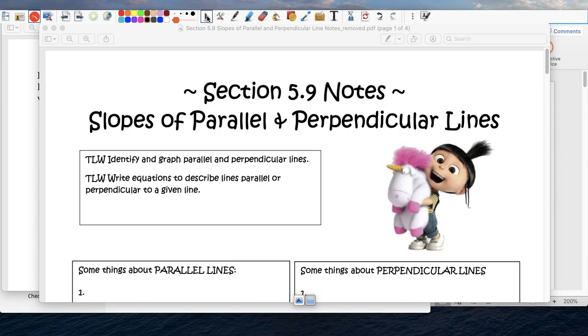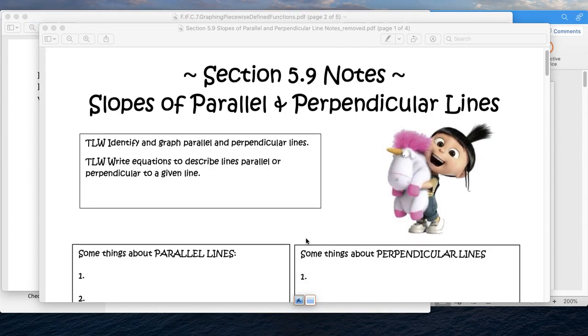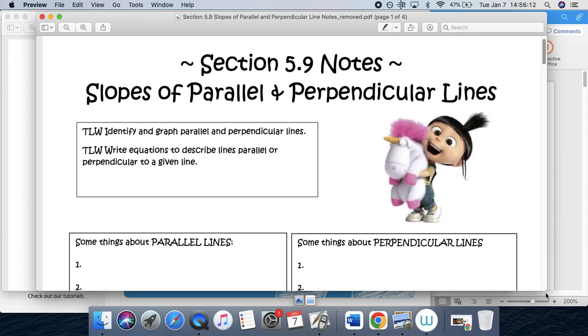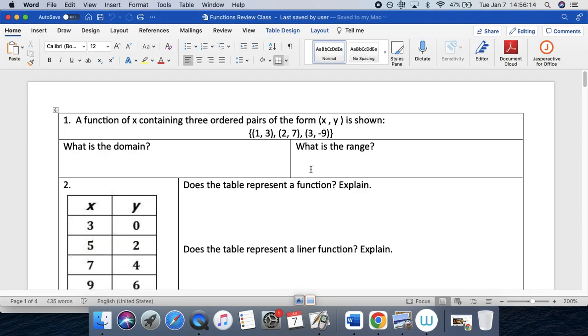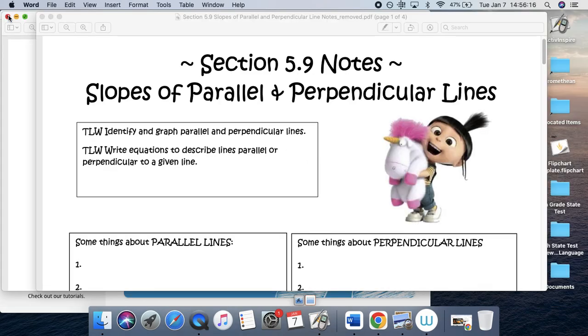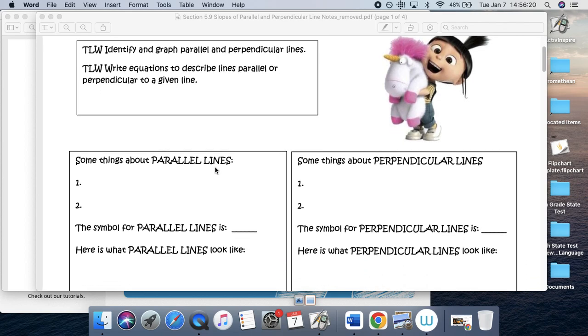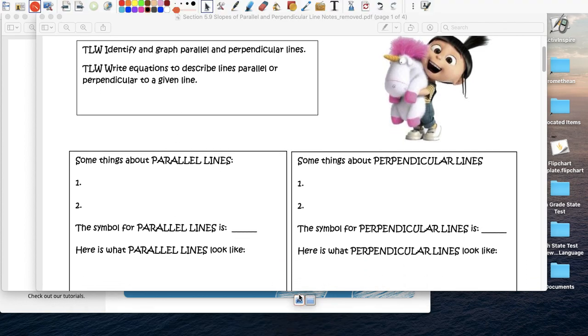Let's start this. So today we talked about parallel and perpendicular lines and the relationships that they have between the two lines, right? So our first page here has this. So parallel lines, that's something about parallel lines.